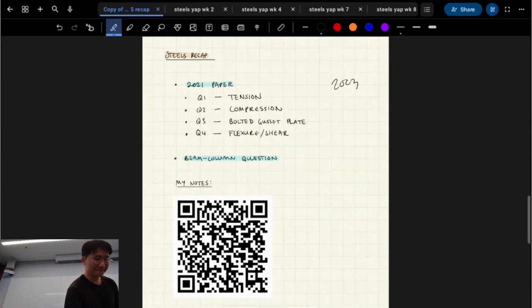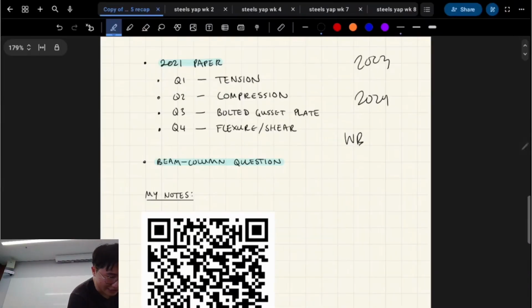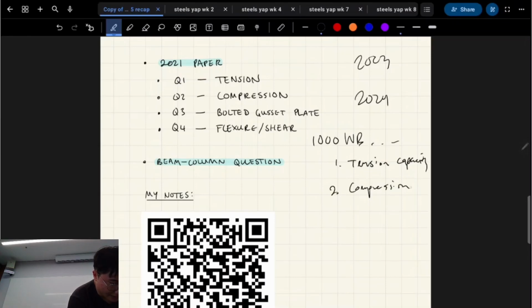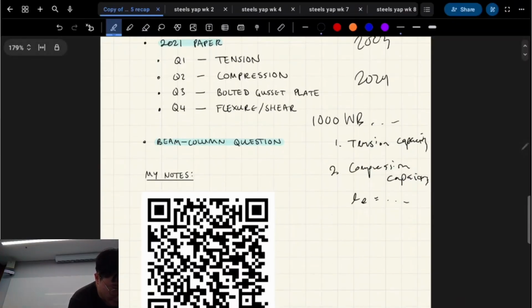Basically it was something along the lines of question 1, design this for tension. Question 2, they give you a welded beam or something. It's like question 1, tension capacity. So say it was a 1000 WB something. Tension capacity, compression capacity, and then assume these things like LE is whatever. 3, flexure.